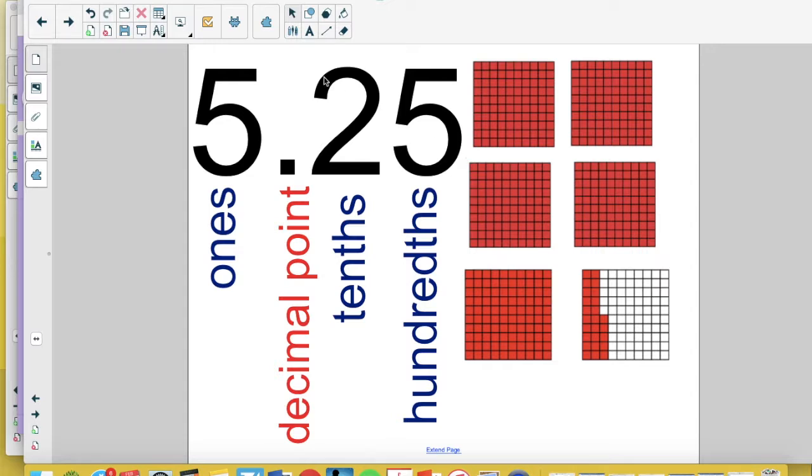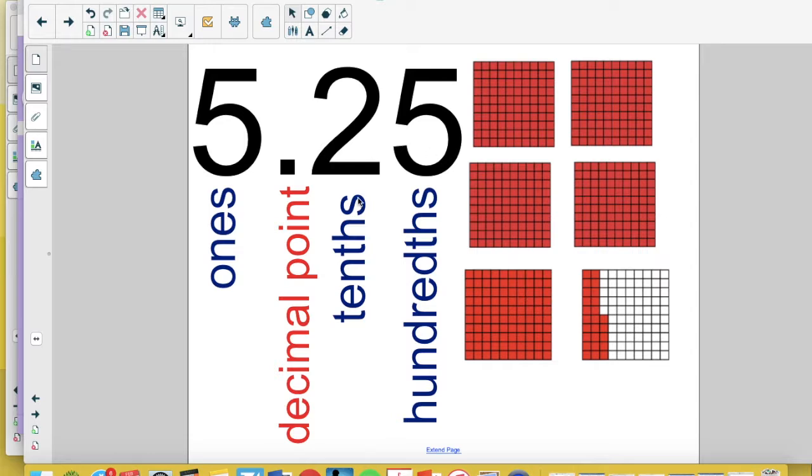$5.25. I read this as 5 and 25 hundredths. 5 in the ones place, and then after the decimal point we have our tenths and then our hundredths, 25 hundredths. 5 ones is represented by 5 entire shapes shaded. I have 1, 2, 3, 4, 5 whole shapes, which represent my 5 ones.